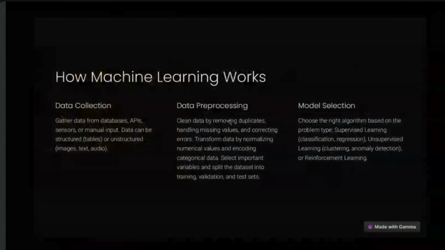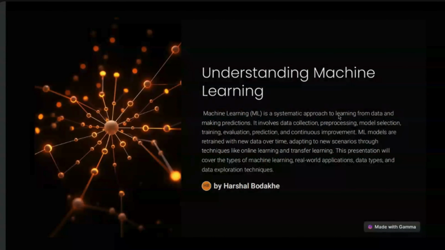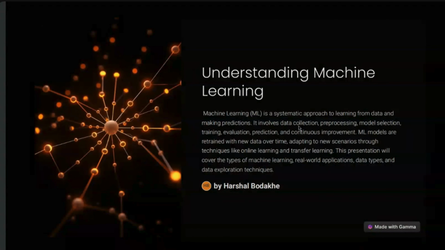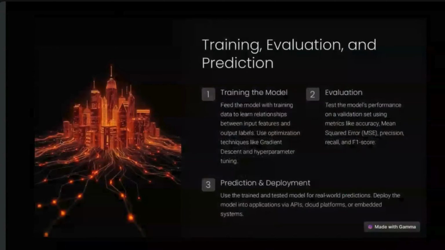This is the meaning of the first line: machine learning is a systematic approach to learning from data and making predictions. It involves data collection, where we collect the data, like I collect the attendance from you guys. Then pre-processing, model selection, like I select Pushpa, then training and evaluation.